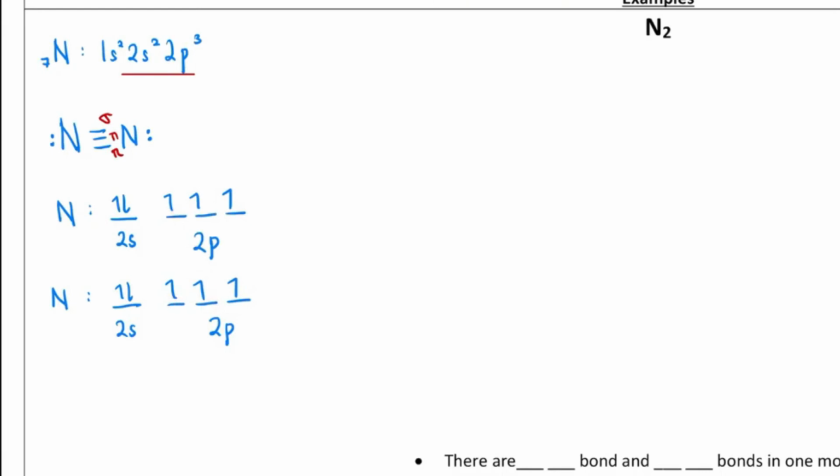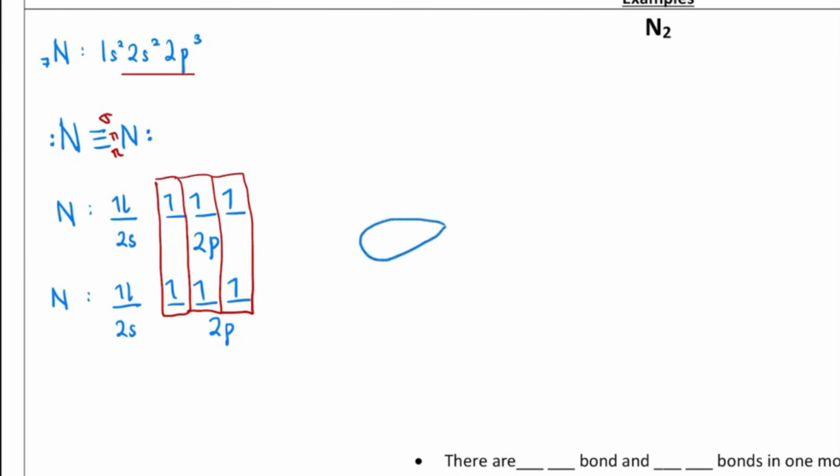Okay, so kita kena show overlapping ni, ini and this one. Okay, and overlapping tu berlaku antara 2p dan 2p. So kita kena draw dumbbell. Okay, so this time I will just draw the product. Okay, so product, this one is dumbbell. This is for nitrogen. Okay, and label ini adalah 2px, 2px.